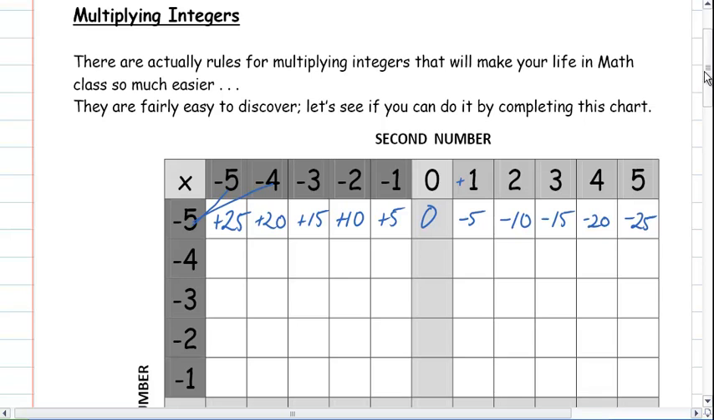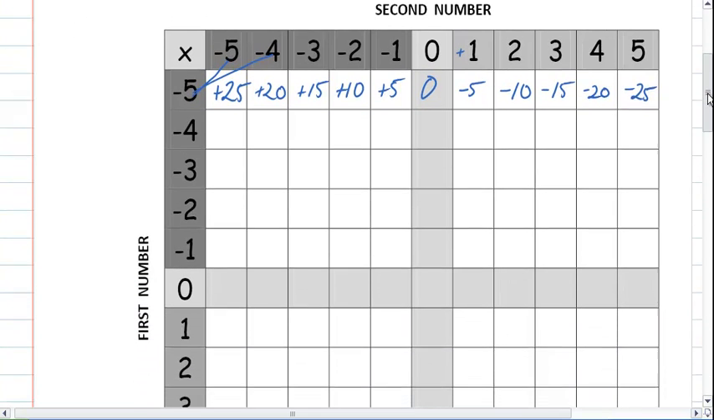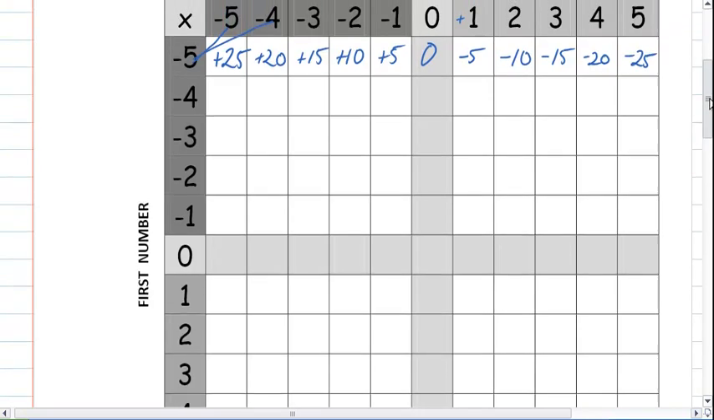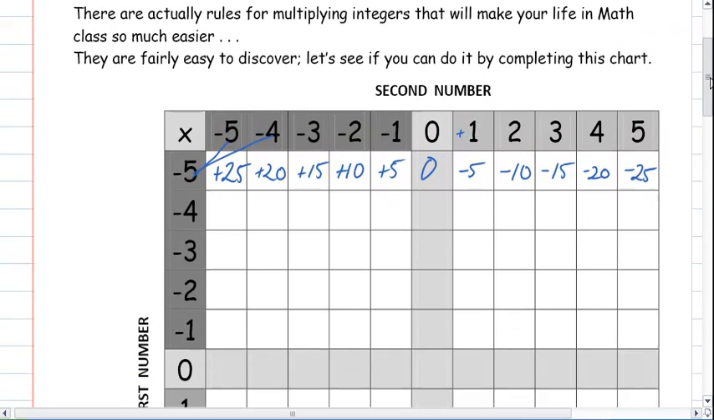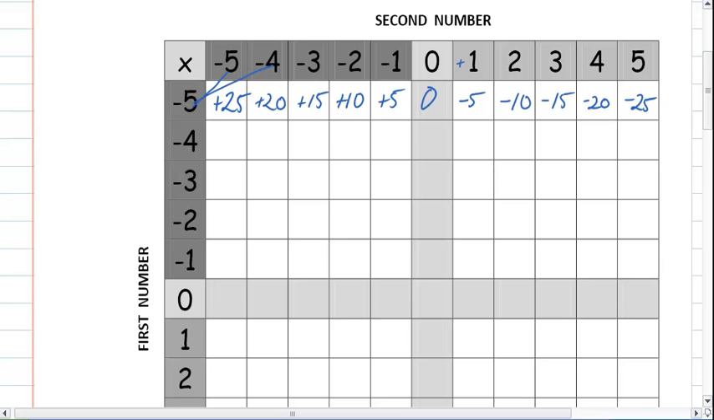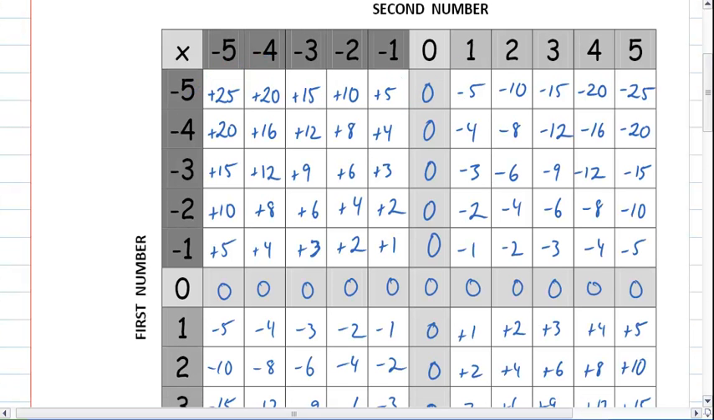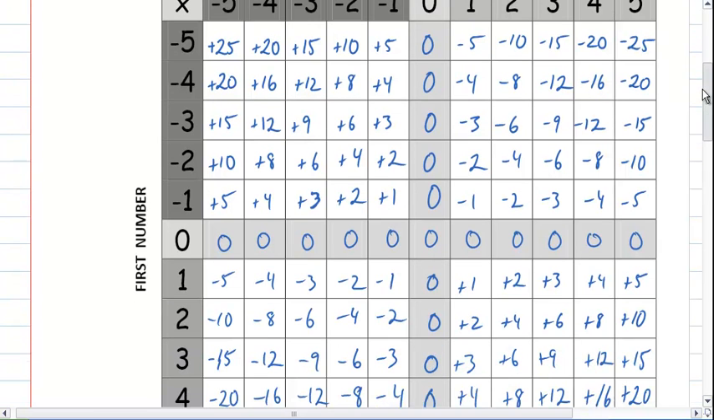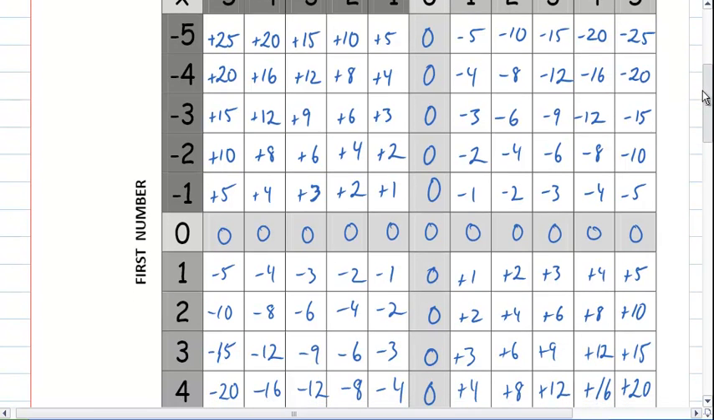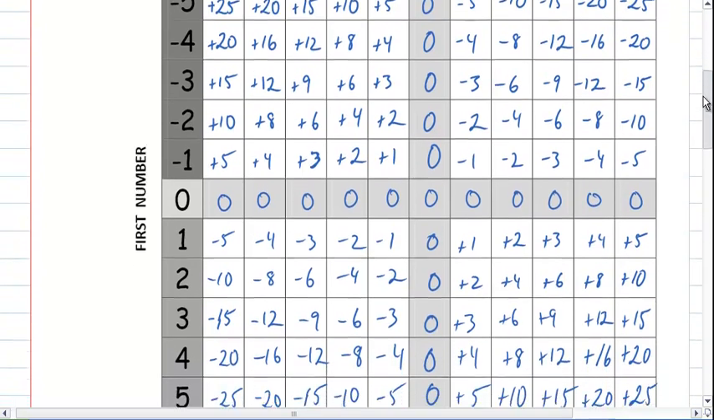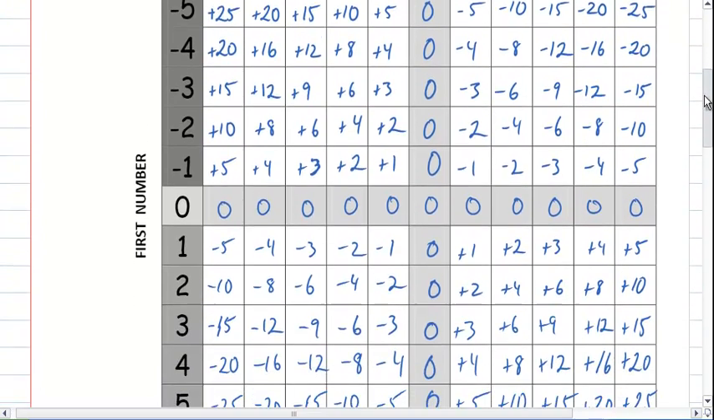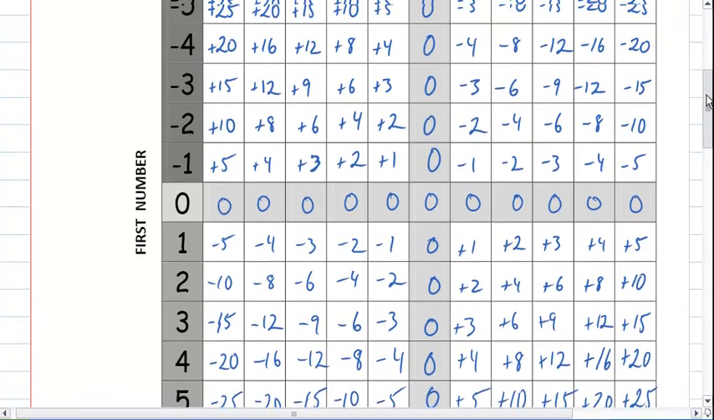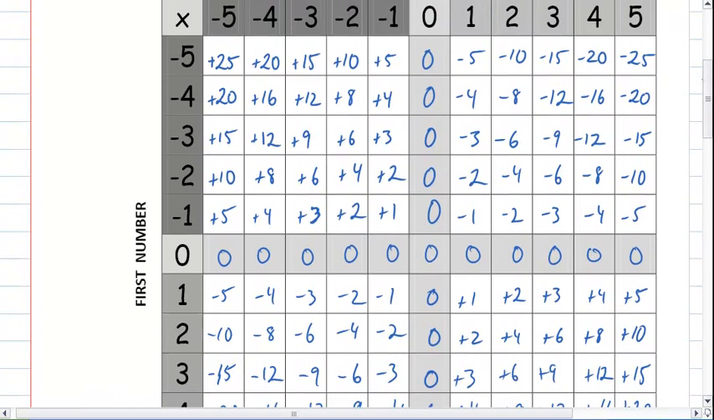So take time out right now to fill in this entire chart, and then we'll come back to talking about what rules we can gather from looking at it. Okay, now that you had a chance to fill it out, it should look something like this. What we're going to start to look at is patterns in this chart. The first pattern we see is if you multiply any number by 0, you get 0 as your answer.